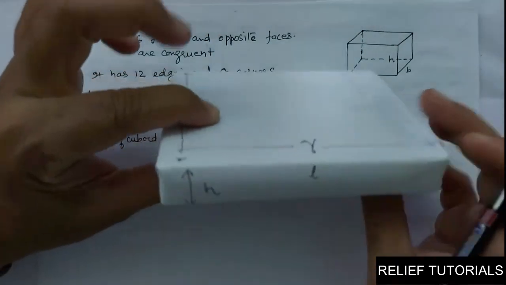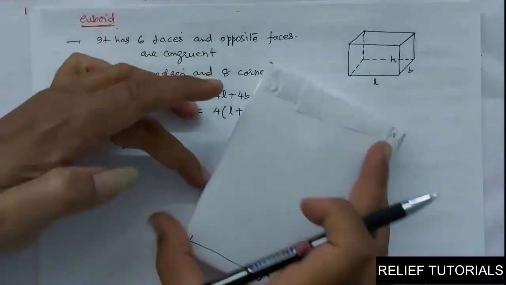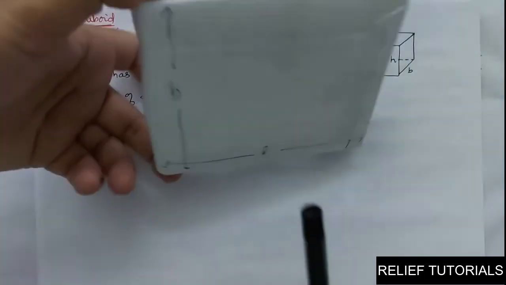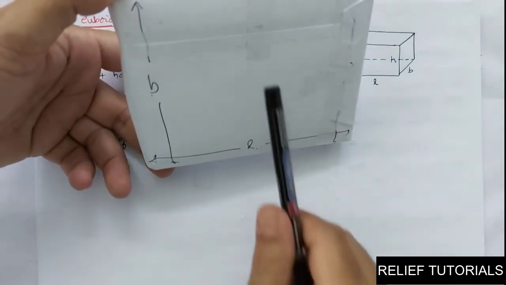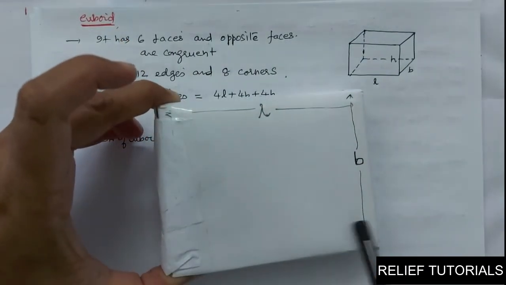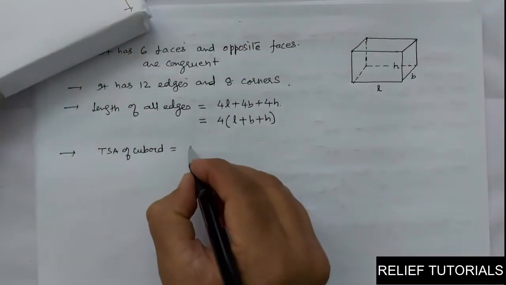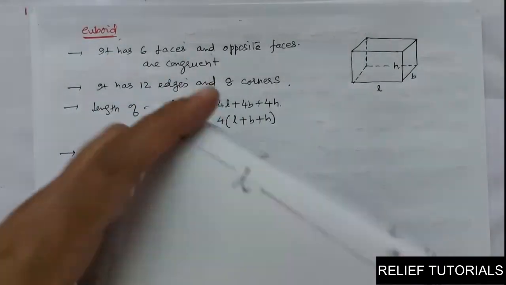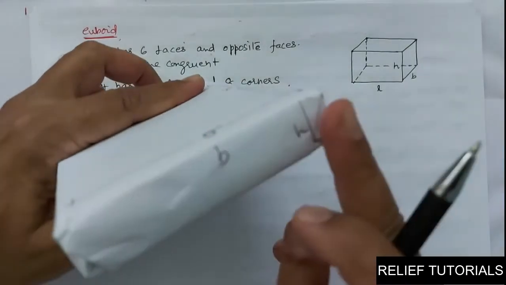So the area of these two faces, top and bottom: the area of the top is length into breadth, and this also is length into breadth. So 2 times length into breadth is the area of these two faces. One face is LB, it is a rectangular face, so the area is length into breadth. So 2LB is the area of the two faces, top and bottom. Now we'll come here.